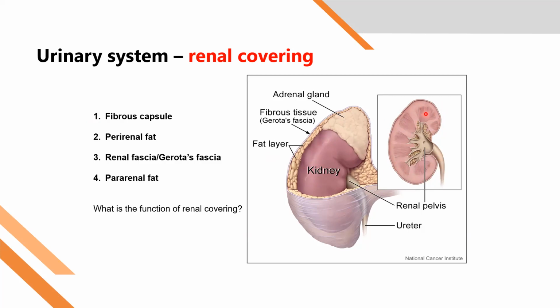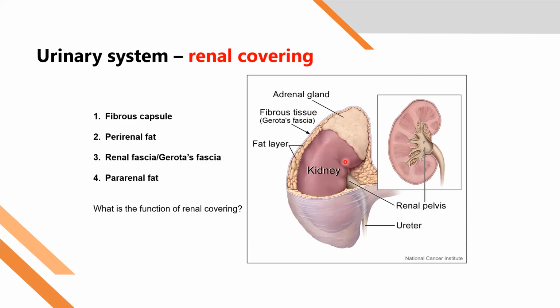And then the second layer is the perirenal fat. Then the renal fascia. This is the renal fascia. And the pararenal fat is outside. The perirenal fat, the renal fascia, and pararenal fat cover the entire structure, which includes the kidney and the suprarenal gland on top of each kidney.